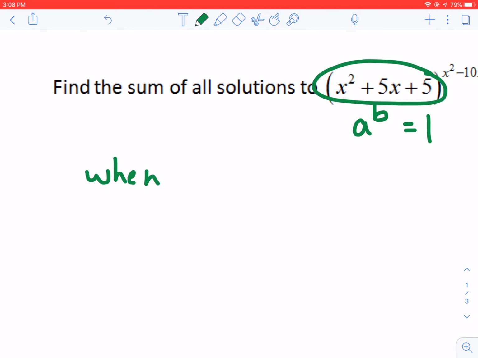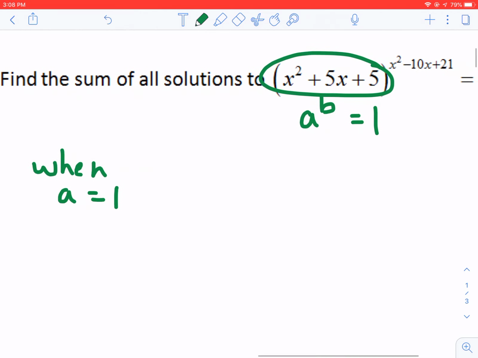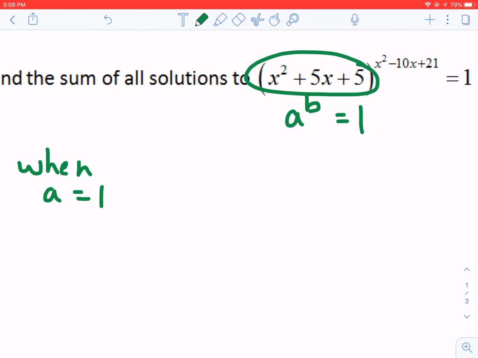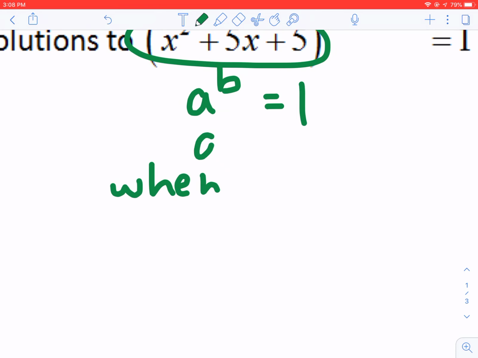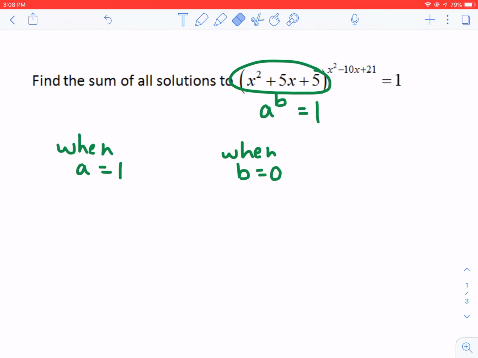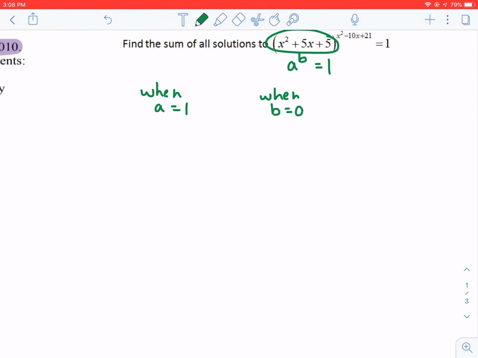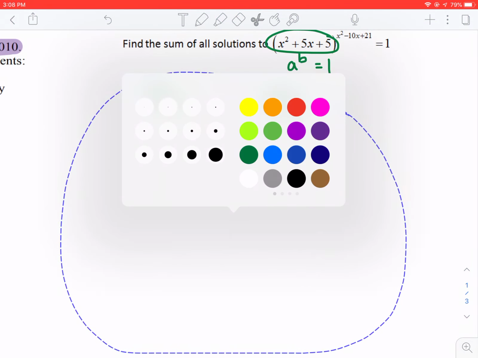That's going to equal 1 when a is equal to 1. Because if we have 1 to any power b, that's going to equal 1, of course. 1 to any power is 1. And that's also going to equal 1 when, another exponent property we should know, a number raised to the 0 power is equal to 1. So we can say when b is equal to 0. When that exponent is 0, anything to the 0 power is also equal to 1. So let's take a look at these two scenarios and see what that looks like.